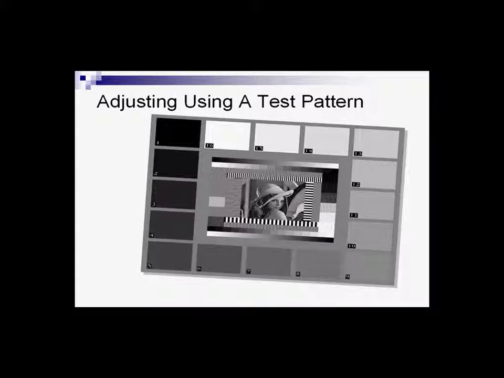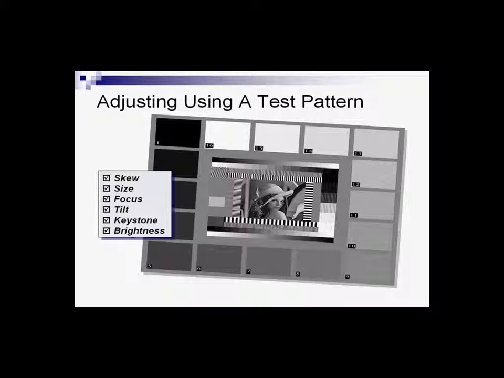Another important key to an effective presentation is to make sure that your screen is set up correctly. This can be done using a test pattern. This test pattern can be used to adjust skew, size, focus, tilt, keystone, and brightness. The first slide in your slideshow should be a title slide, which will be displayed when you look at the thumbnails. It's a good idea to hide a test pattern slide as slide number 2.